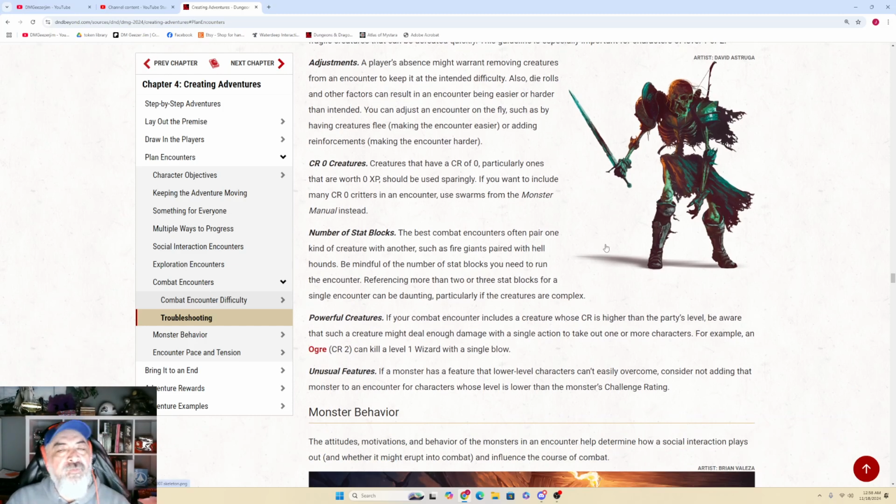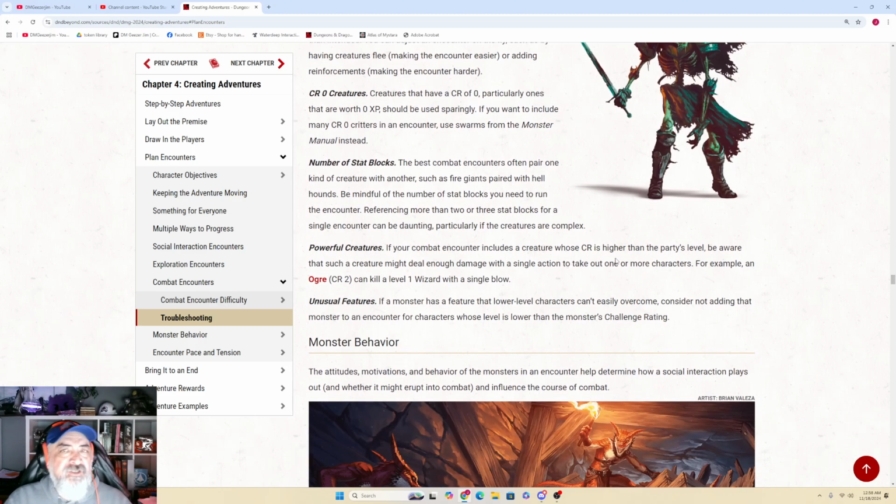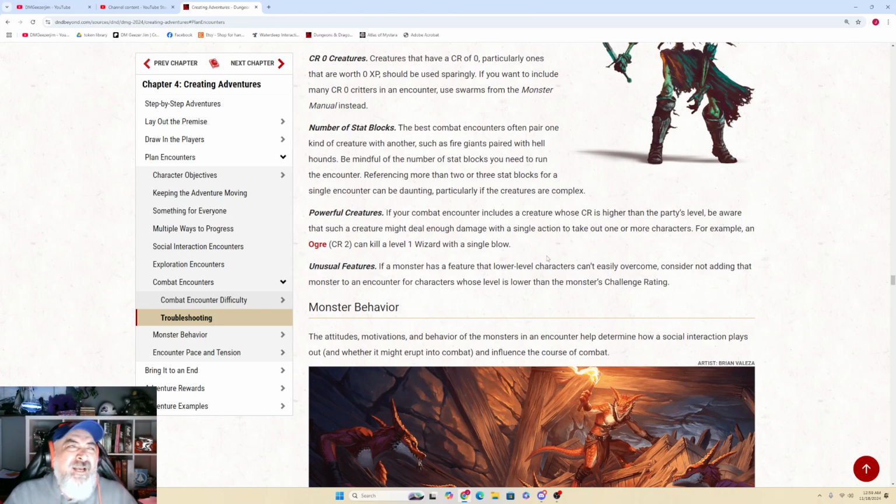CR0 creatures, 100% with that. In a combat encounter, there's no need for CR0 creatures. Just use your swarms, and use lots of swarms. Let them do some stupid damage. Let your players obliterate it. Players like to kill stuff. And them killing 5 swarms of spiders means nothing to me. I didn't lose anything. That's cheap budget. Number of stat blocks.